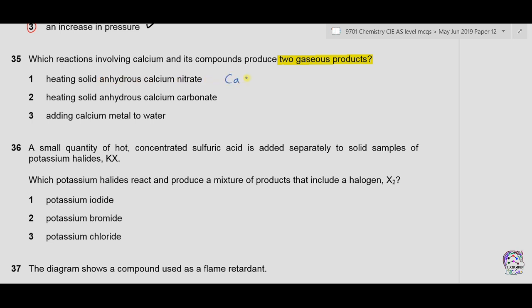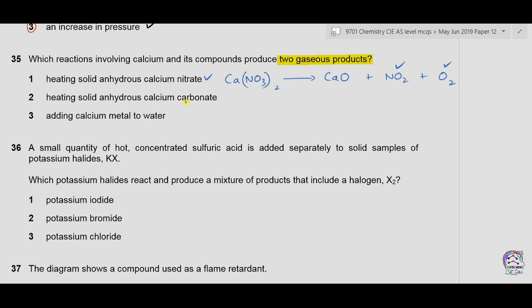So we can write the chemical equation. Calcium nitrate decomposes to form calcium oxide along with nitrogen dioxide and oxygen gas. Calcium oxide is in solid state, so NO2 and O2 are the only gaseous products formed. So therefore option 1 is correct, as it forms two gaseous products.